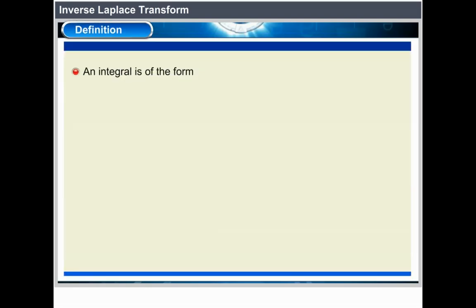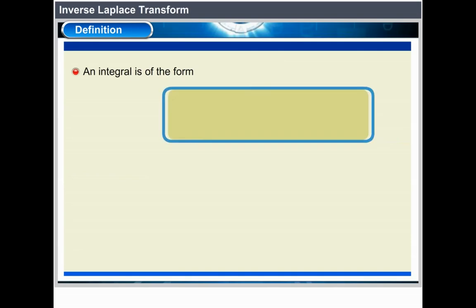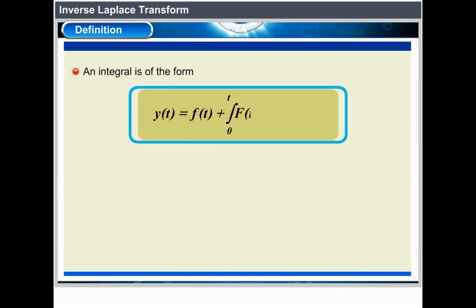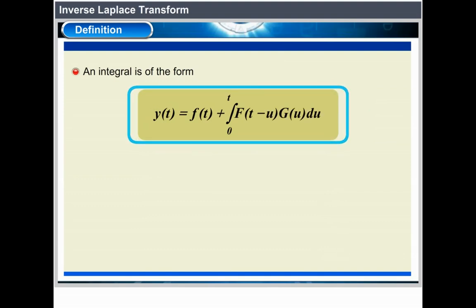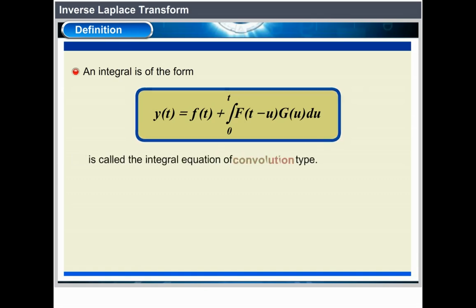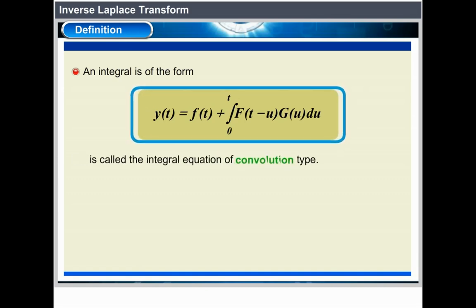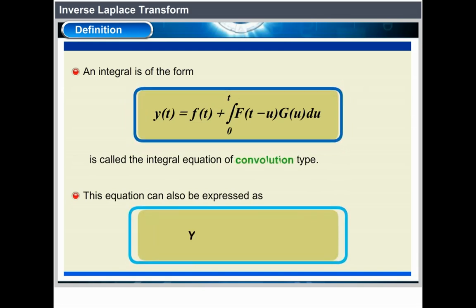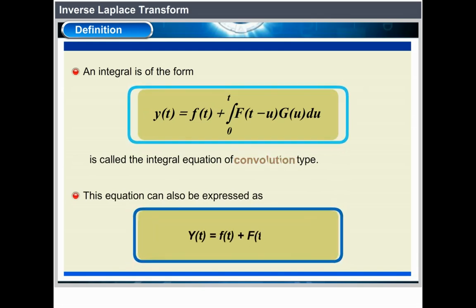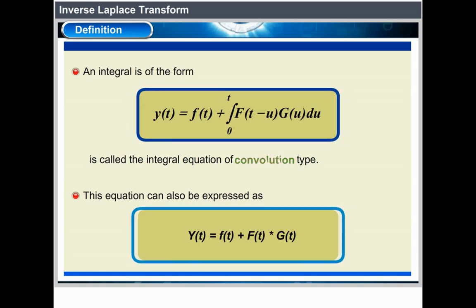Definition. An integral of the form y(t) equals f(t) plus integral 0 to t of F(t minus u) G(u) du is called the integral equation of convolution type. This equation can also be expressed as Y(t) equals f(t) plus F(t) * G(t).